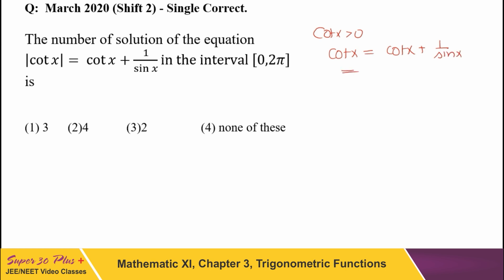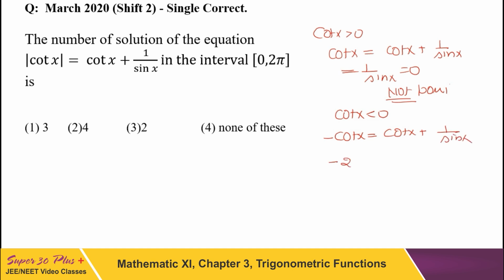It implies 1 upon sin x is equal to 0, means sin x does not exist. It is not possible. Means there is no solution for the cot x greater than 0. Now one more, cot x less than 0. Then equation will become minus cot x is equal to cot x plus 1 upon sin x. Now simplify it. It is minus 2 cot x is equal to 1 upon sin x. Again simplify. It is minus 2 cos x upon sin x is equal to 1 upon sin x.